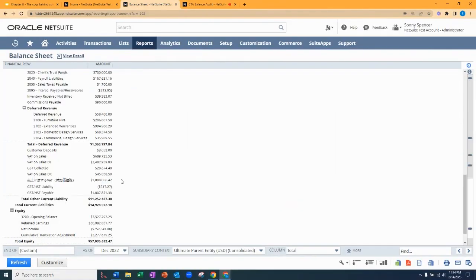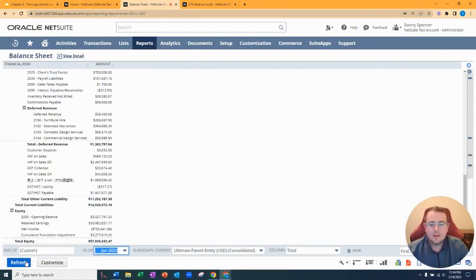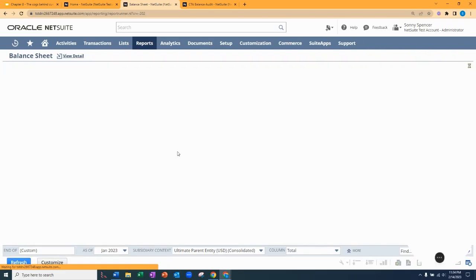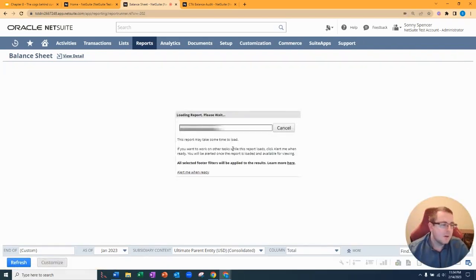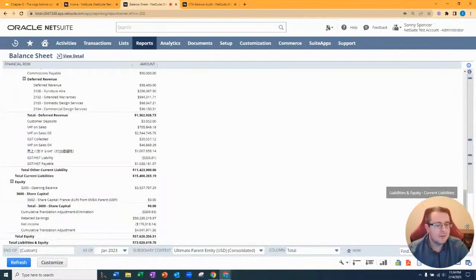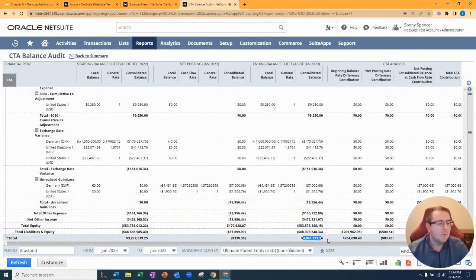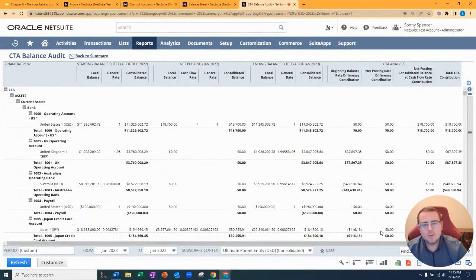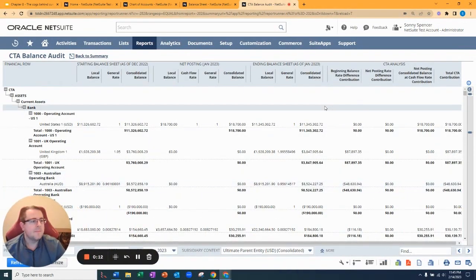And you might recall, if we come back to our balance sheet and run it for January 2023, that ties back perfectly to our CTA balance in our consolidated balance sheet of 4041. Let's move on to the final section of the CTA balance audit report, and arguably the most important, being the CTA analysis section. Let me move that over here.